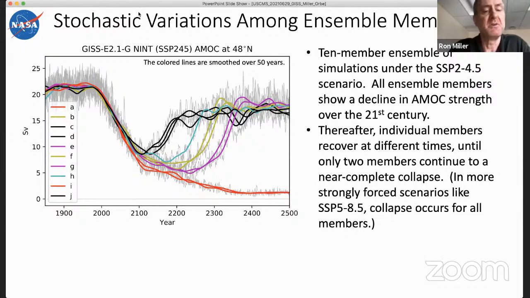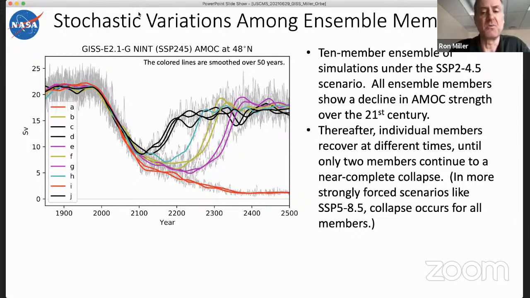All these ensemble members show a fairly steady AMOC throughout the historical period. They show a fairly consistent decline throughout the 21st century, the current century. Thereafter, individual members start recovering, or showing rather unpredictable recovery, until by the end of maybe the next 200 years, only 2 models basically still show a collapse of AMOC.